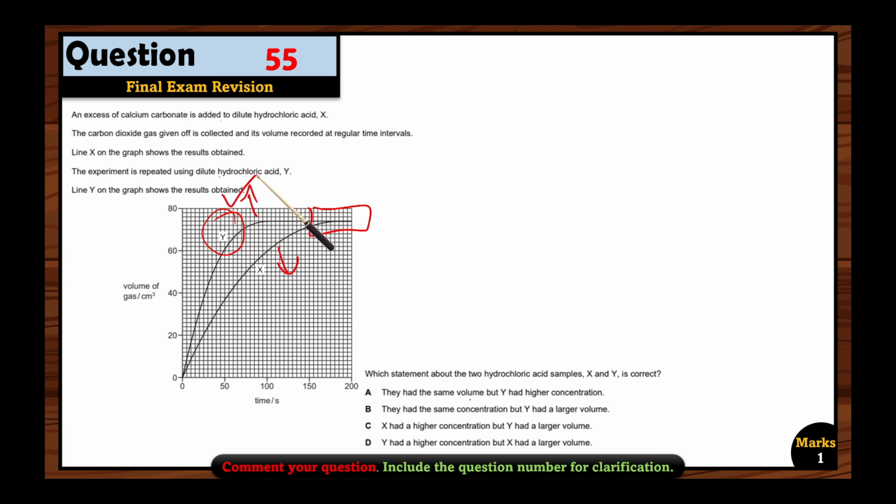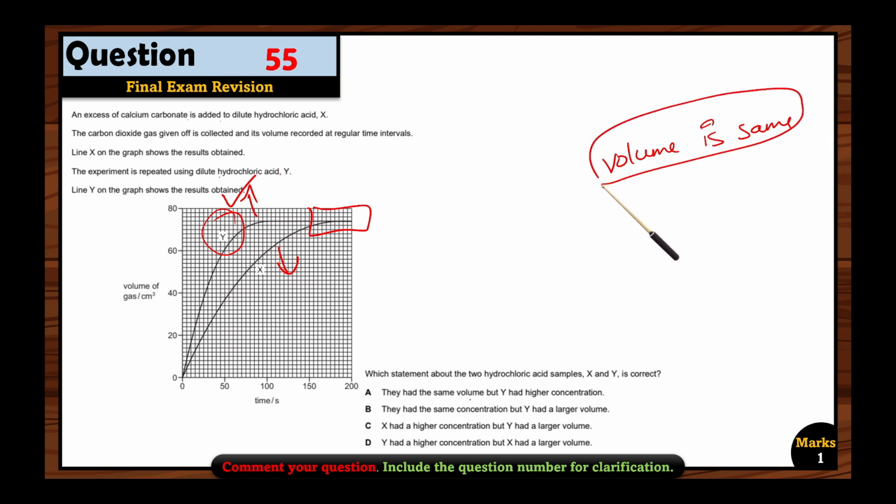Y has a higher concentration, okay? So, when the Y concentration is higher, the rate of the reaction will be higher, of course. But if the volume is the same and the concentration of HCl is higher, then it's not possible to have the same product.